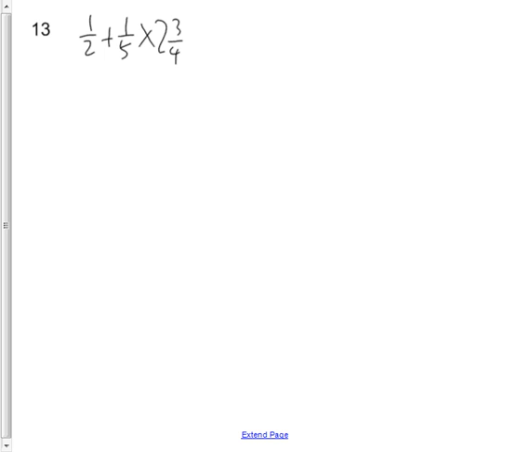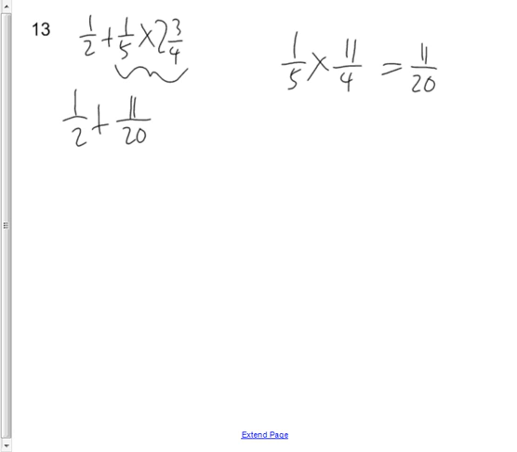Question 13 is an order of operations question with an addition and multiplication. A half plus is not going to be done first, but the product of these two will be. 1/5 multiplied by 11 quarters is the same question. That'll give me 11/20, which is in lowest terms. So the product of those two is 11/20. I'll bring it directly below where the multiplication was. So instead of saying 1/2 plus the product of 1/5 and 2 3/4, I can say 1/2 plus 11/20.